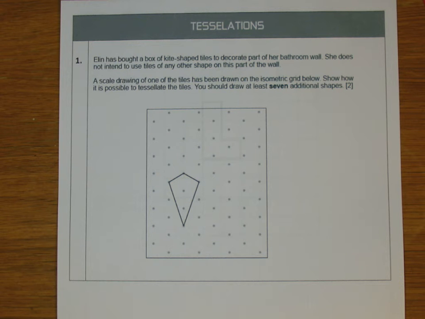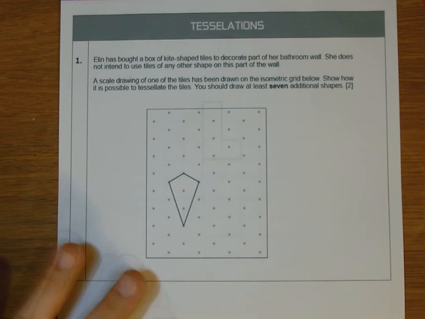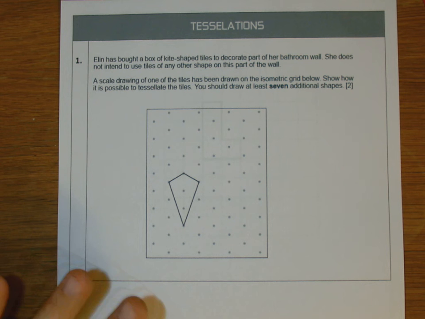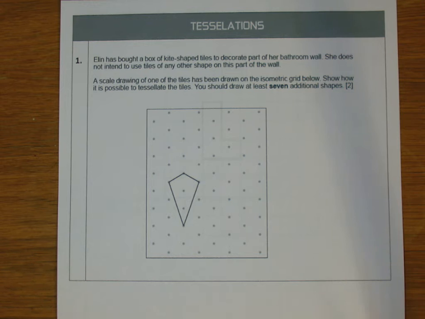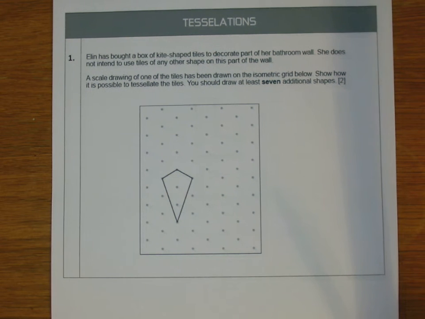Okay, so tessellations quite simply means that you're going to join up the same shape. You're going to create a pattern on this wall where the shapes join up neatly, they don't overlap, and there's no gaps in between them. So I'll show you now how this particular shape does tessellate.